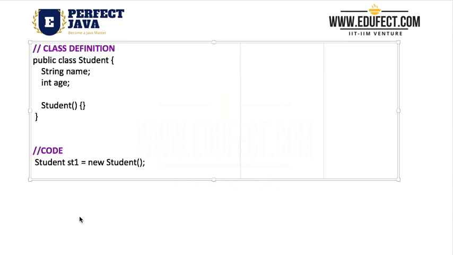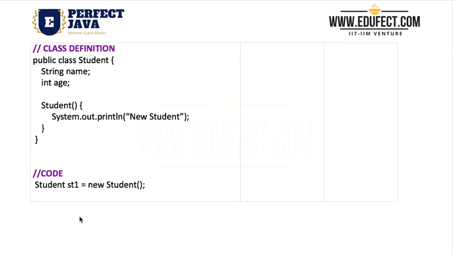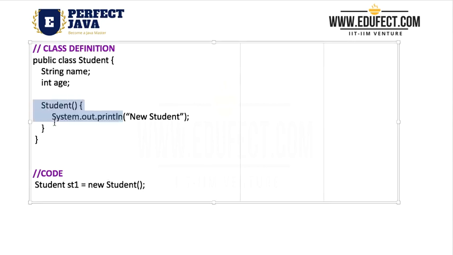Suppose now we write some code here. So let us say in the constructor, we make a modification and say system.out.println new student. Now what will happen? So now when we say student st1 is equal to new student, what will happen? The constructor will get called. What is the constructor? This is the constructor here. And now what will get printed on the screen is new student.